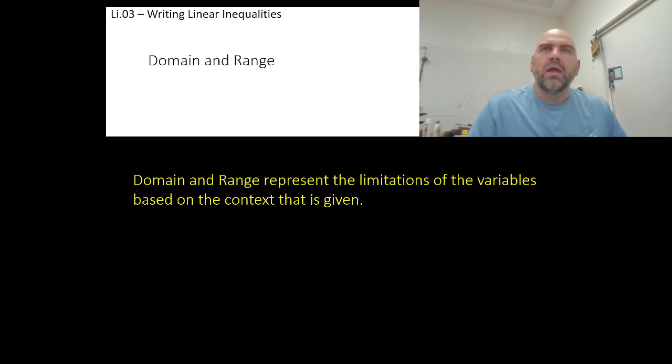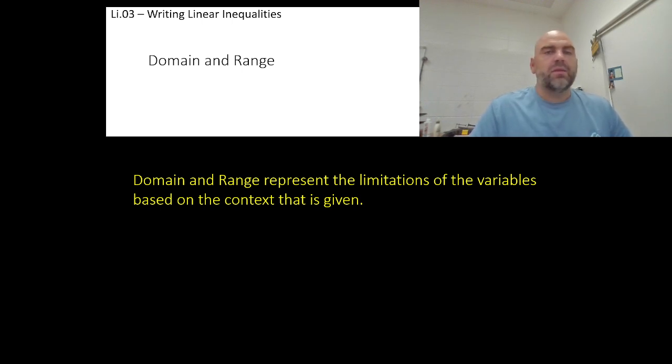Now, when you create an equation or an inequality that has to do with a couple of variables, there may be some limitations as to which numbers you can use for those variables. Okay, and we're going to go through a couple examples as we go through here, but those limitations are what the domain and range represent. They give the reader, whoever is looking at the problem that you've done, some context as to what kind of numbers they can and cannot use.